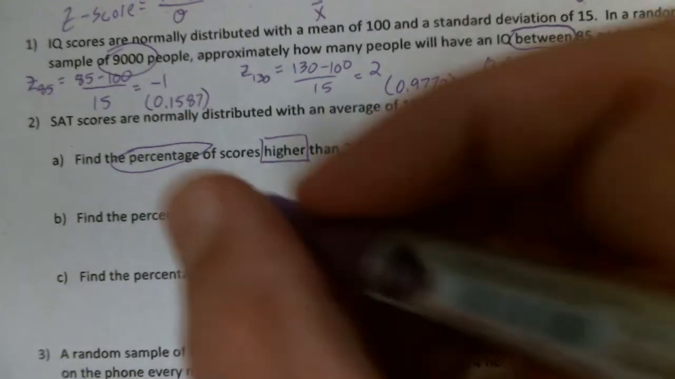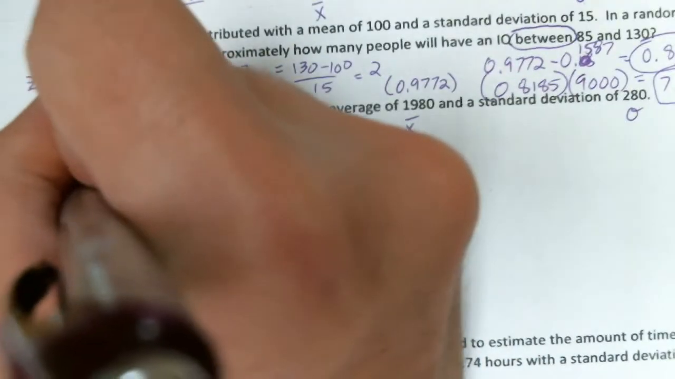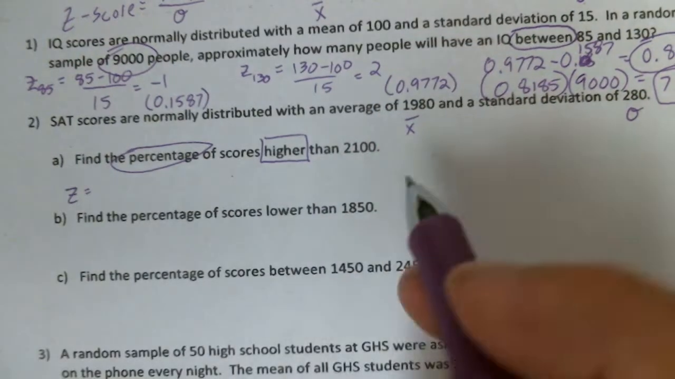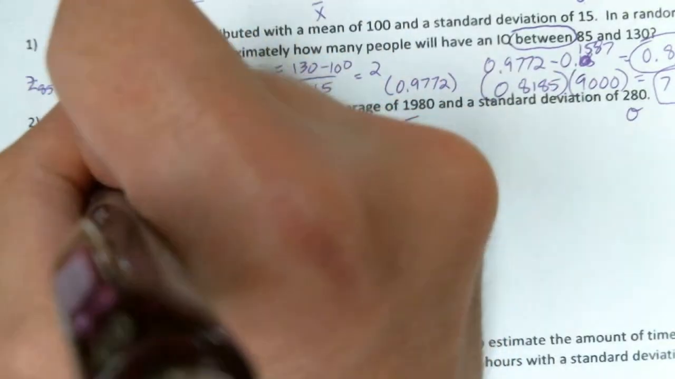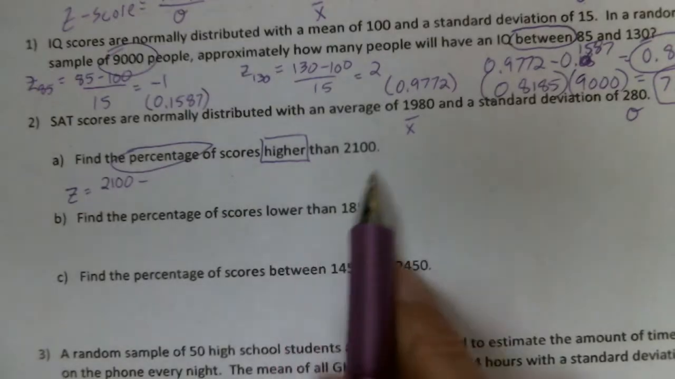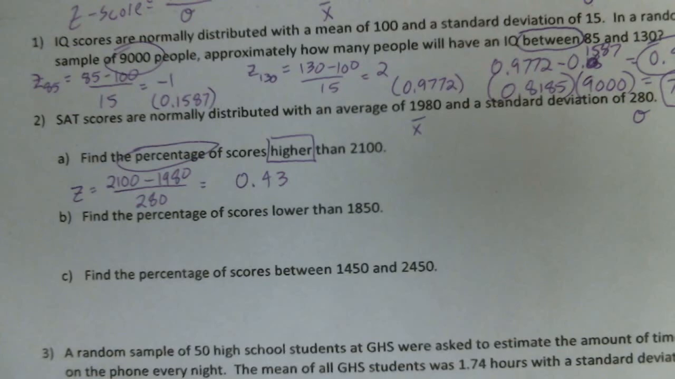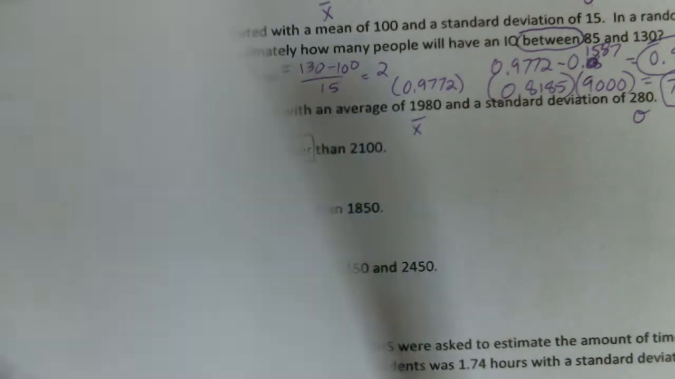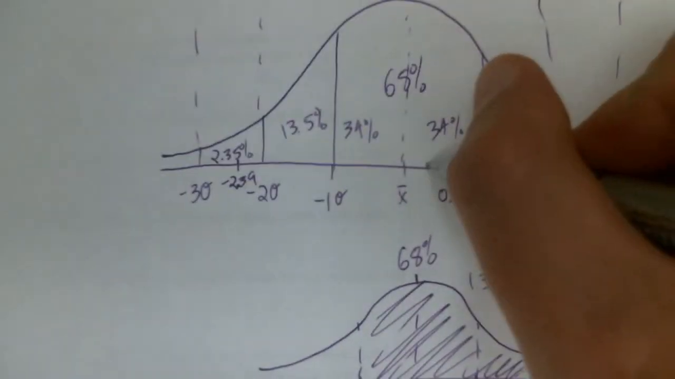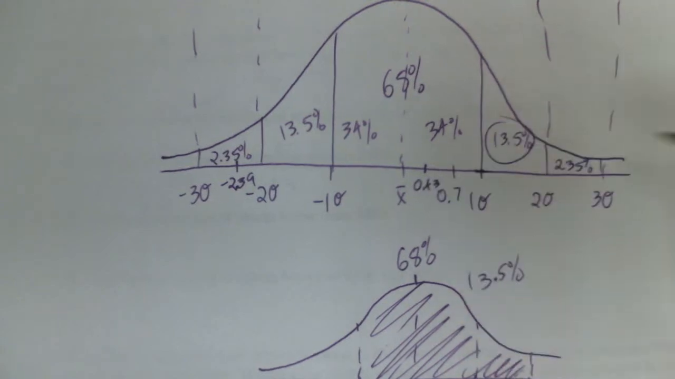Okay, so I'm going to use my z-score formula. My z-score is going to be equal to the raw data point, which is what I'm after, the 2100, minus the average, 1980, divided by the standard deviation of 280. Type that in your calculator. That comes out to be 0.43. There's my z-score. So I'm sitting about right here on the curve, 0.43.